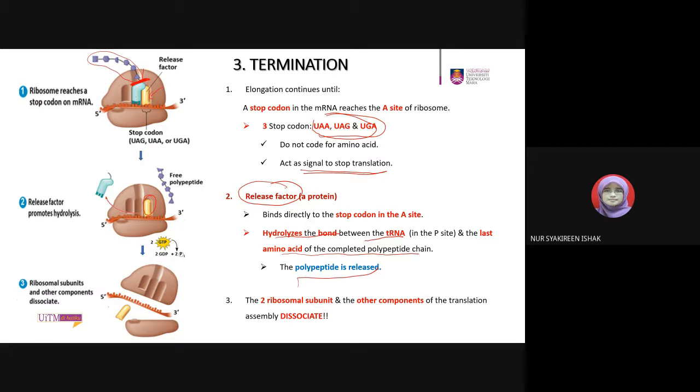So after the polypeptide is released, the whole association of this structure will be dissociated, and then will be separated lah. So the two ribosomal subunits and other components of the translation assembly will dissociate. All of the components will dissociate. Okay, so that is termination.